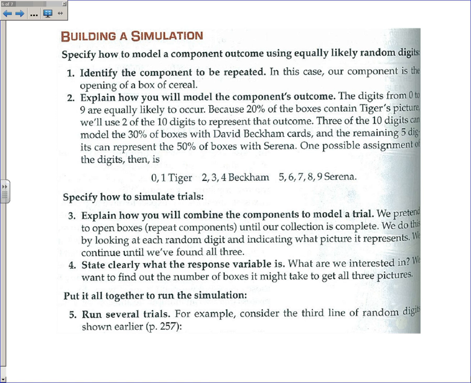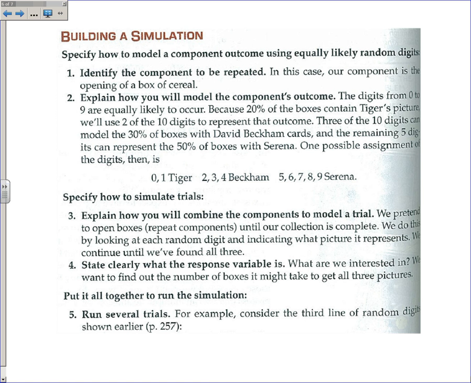The third is how you combine the components to model a trial. In this case, the trial was getting one of each, so you have several components that make up one trial. Fourth, also really important, is to state clearly what the response variable is. What are you really looking for? In this case, it's how many boxes you must open to get all 3 pictures. So it's a single number that we're looking for. That's the response variable.